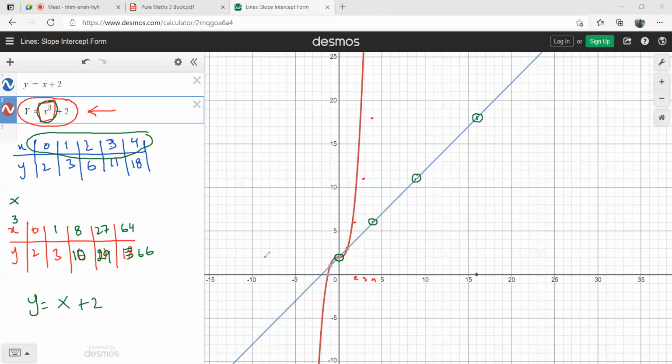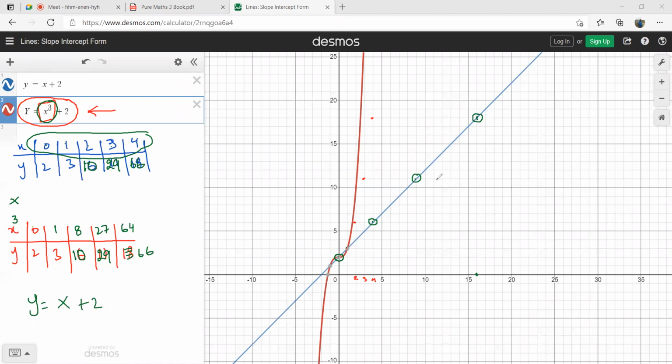So you can see now I have changed this equation from y equal to x square plus 2 to y equal to x cube plus 2. And you can see that the points would be 0 comma 2, then 1 comma 3, then 2 comma 10, then 3 comma 29, and 4 comma 66 here. You can see there is a red curve over here.